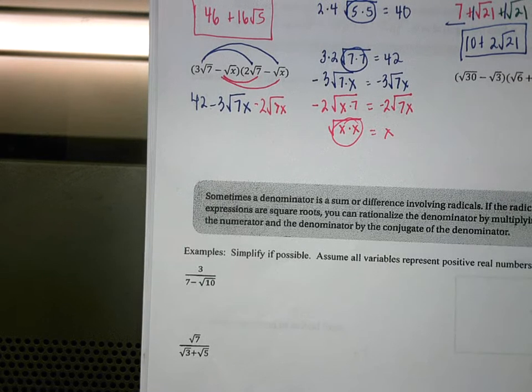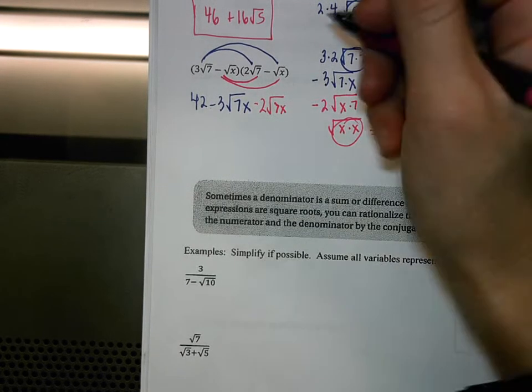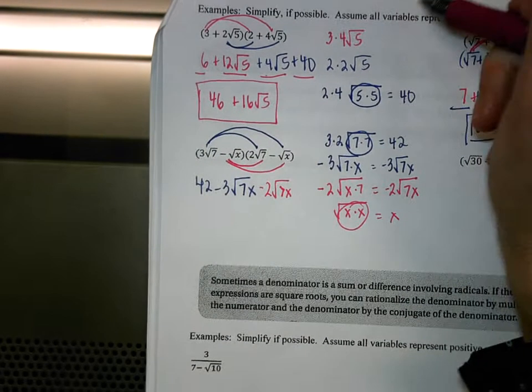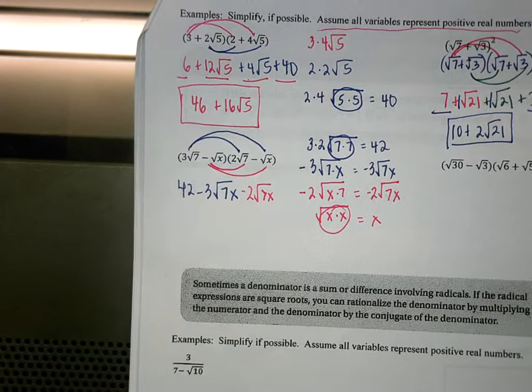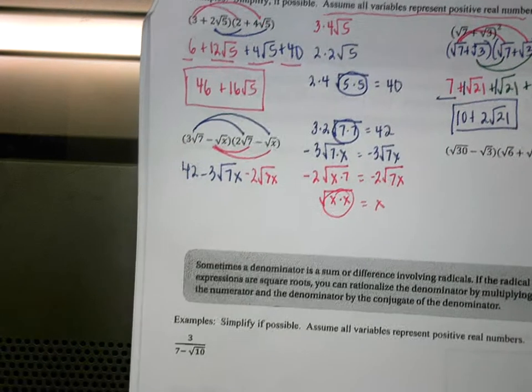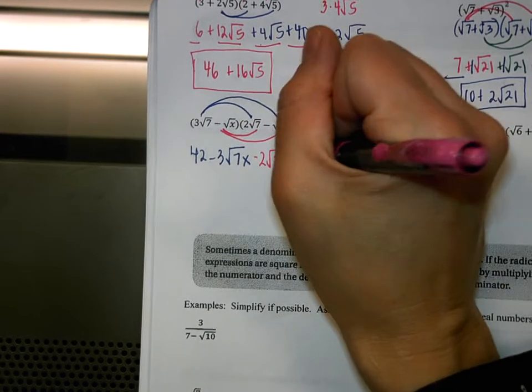And if you go back and look at the instructions here, it says assume all variables represent positive real numbers, which means we don't have to worry about absolute values. Okay? And so we just have plus x here at the end.